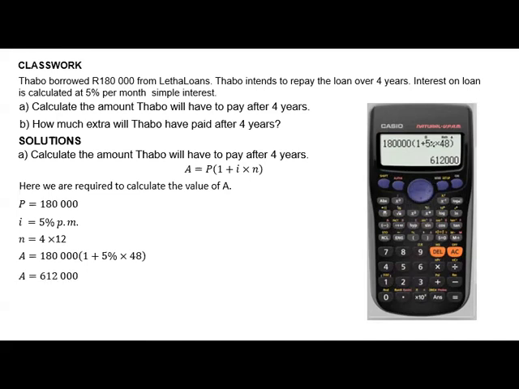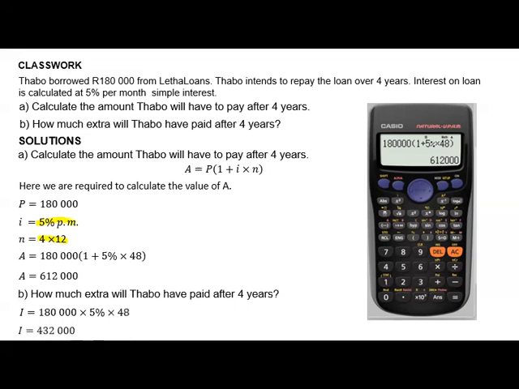Okay, the only difference between this and the previous one is that here interest was given to you per month. And the fact that it was given to you per month meant that N couldn't be in years. N also had to be monthly. That's why we took 4 and multiplied that by 12. Putting it into your calculator, we're going to get 612,000. The extra amount that Tabo would have had to pay was going to be 180,000 times 5% times 48, which was going to give you 432,000. Okay.